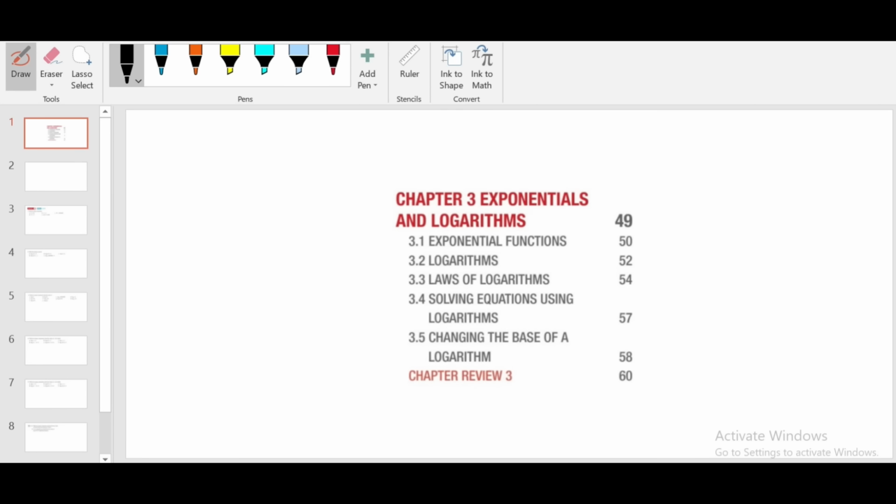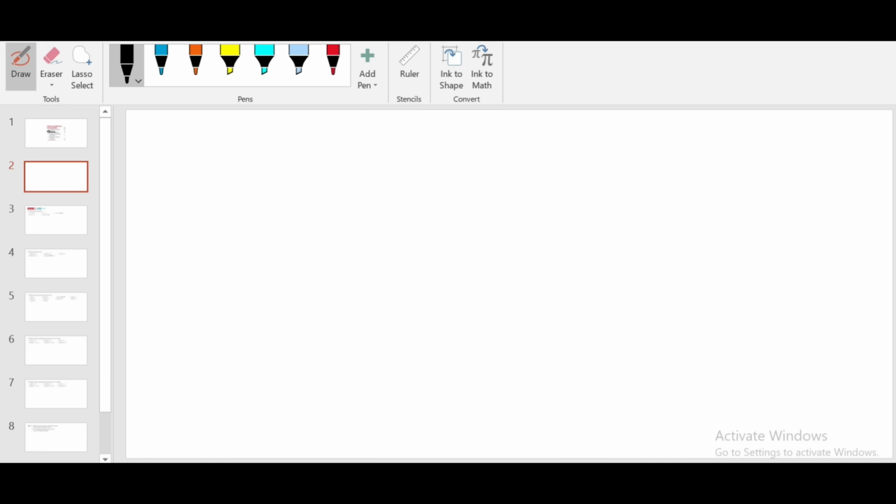We have completed 3.1. Let's do 3.2, logarithms. First, I'm going to teach you the notation about the logarithmic function. This is how we write it, log x. Here, we will mention the base. If nothing is mentioned, the default base is 10.